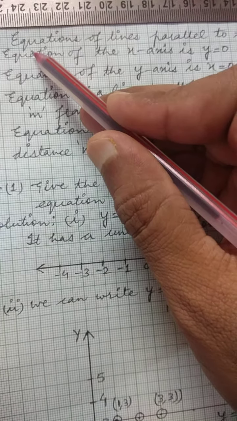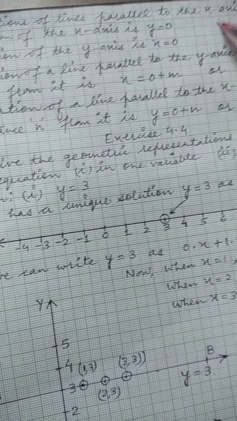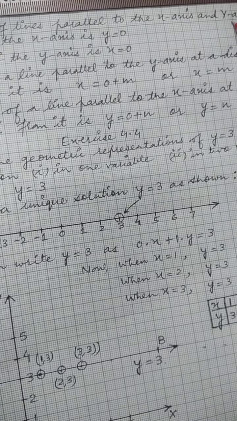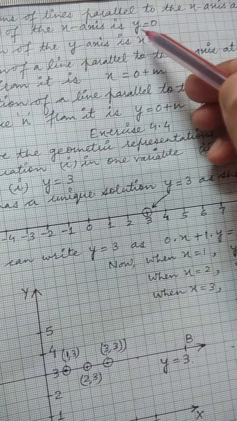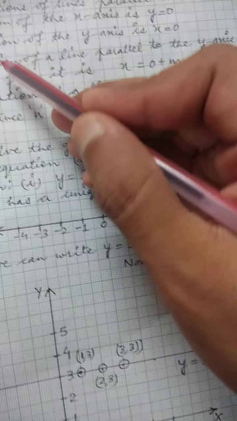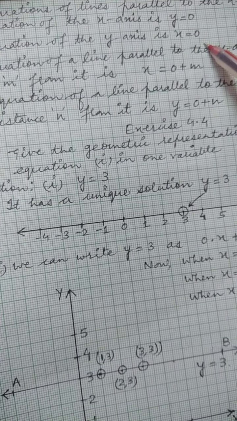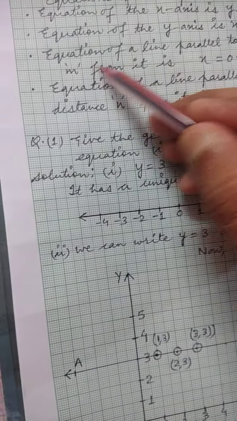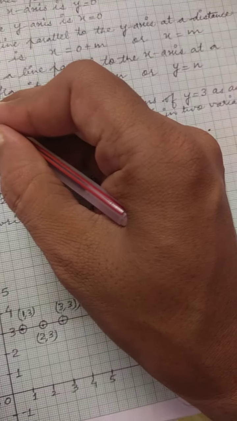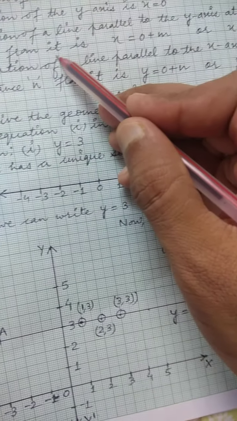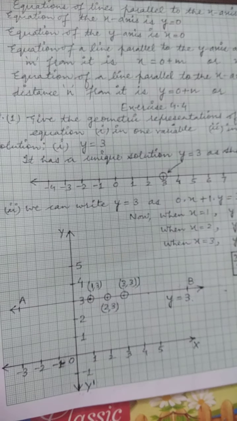Students, we are taking a new topic: equations of lines parallel to the x-axis and y-axis. The equation of the x-axis is y equal to 0. The equation of the y-axis is x equal to 0. The equation of a line parallel to the y-axis at a distance m from it is x equal to 0 plus m, or you can say x equal to m.